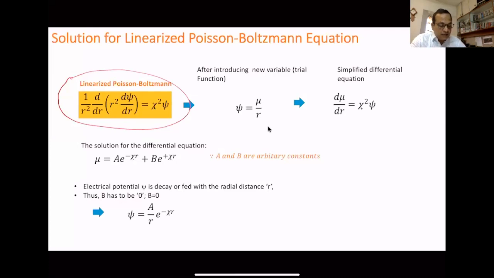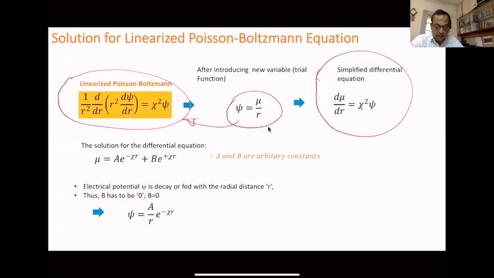So we have the linearized Poisson-Boltzmann equation, and the idea is to get the solution for that differential equation. What we did last time is that we used the trial function psi equal to mu upon r. After substituting this value into the equation, we got a very simplified differential equation, which we have already solved; you could solve it in your first year MSc days, like the particle in a box problem or the radial function of the hydrogen atom.